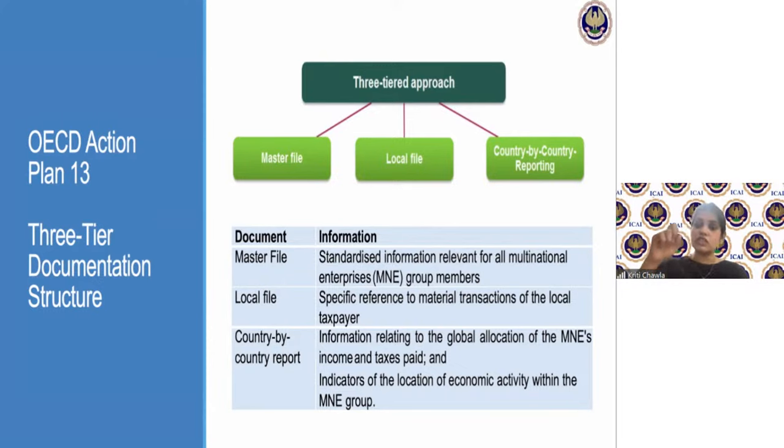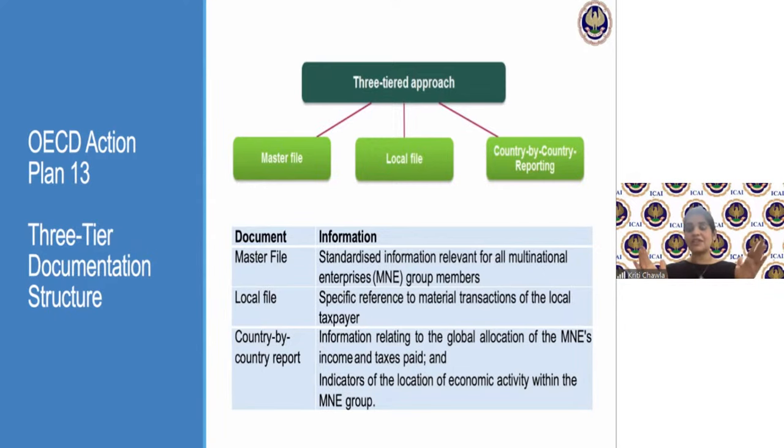Similarly, this document will also say that, if you're operating in UK, what is the revenue that you're making in UK? What is the tax that you're paying in UK? What is the number of employees that you have in UK? What are the accumulated earnings, that is, the capital that you have in UK? Then it's going to say that if you're operating in South Africa, what is the revenue that you're making in South Africa? What is the profit before interest and tax in South Africa? What is the number of employees that you have in South Africa? What is the capital that you have in South Africa?